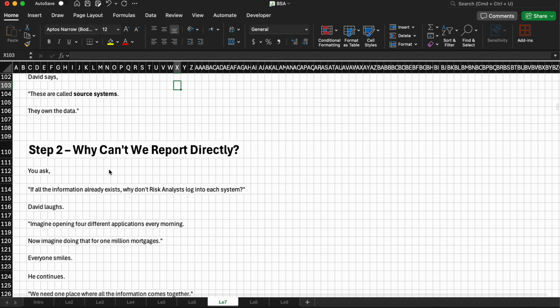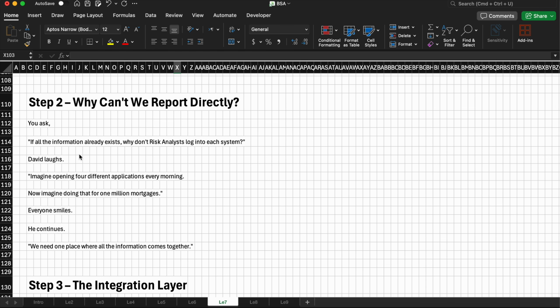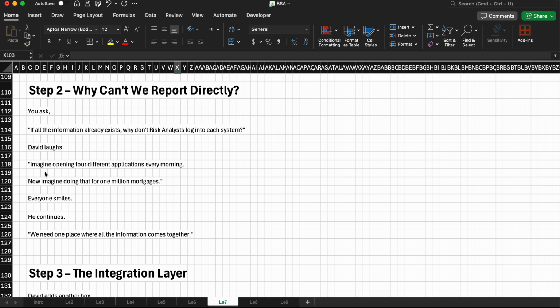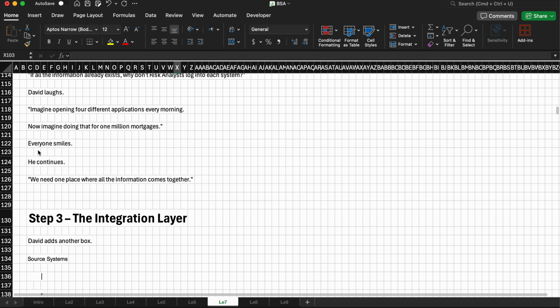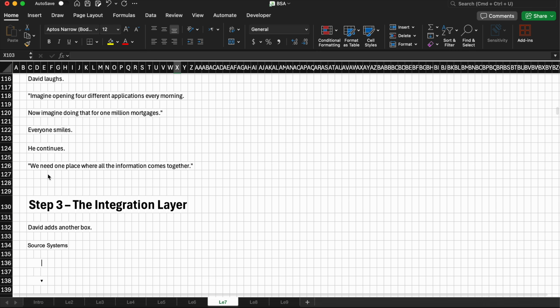Step 2, why can't we report directly? You ask, if all the information already exists, why don't risk analysts log into each system? David laughs. Imagine opening 4 different applications every morning. That's in production. Now imagine doing that for 1 million mortgages. He continues, we need one place, a one-stop shop, because data is everything, and it also has to be faster, real time. We need this, otherwise the customer will leave your company. So we need to provide the customized solution immediately.